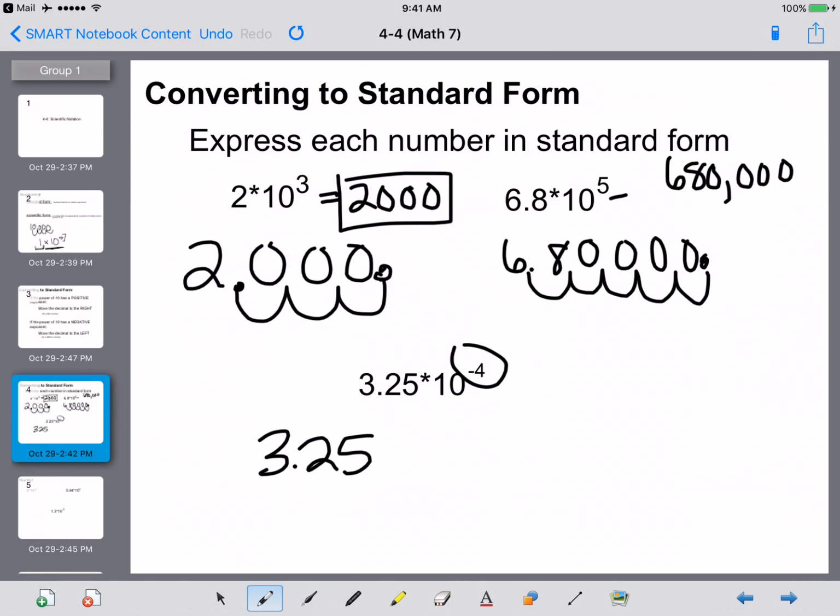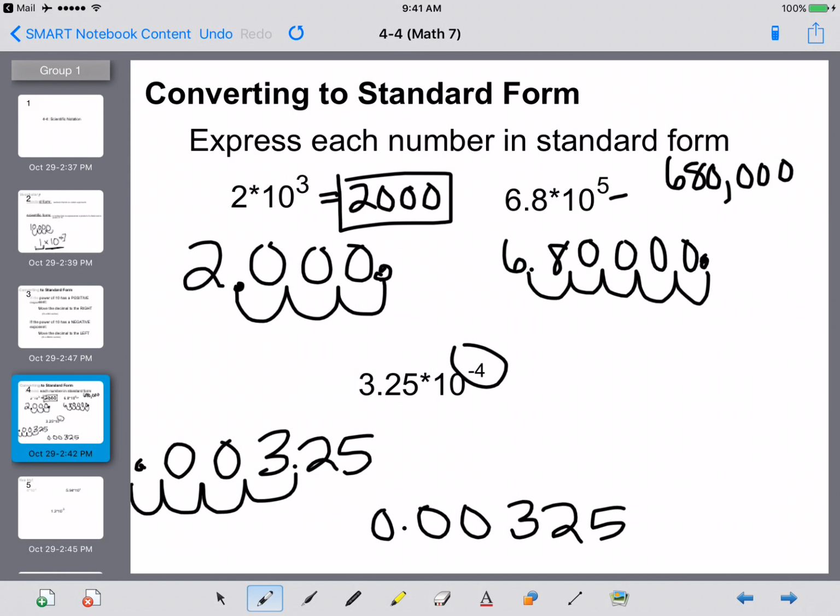Here, 3.25 times 10 to the negative 4th. So that means we're moving to the left. 1, 2, 3, 4. So our answer here is 0.00325.